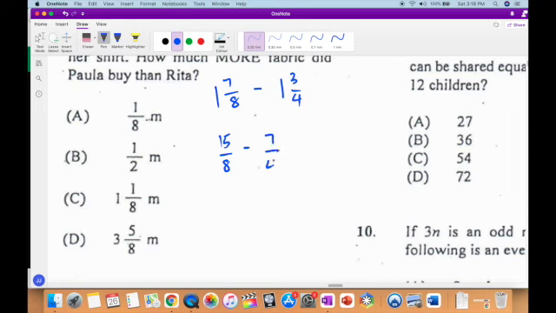And what I would do in this situation, I'm not going to do the LCM madness. No, I'm realizing 4 is a factor of 8. So if I multiply this times 2 and I multiply this times 2, what am I multiplying by? I'm multiplying by 2 over 2, which is 1. So I'm actually multiplying it by 1, which means that I'm not changing it. So 15 over 8 minus 7 twos are 14 over 4 twos are 8.